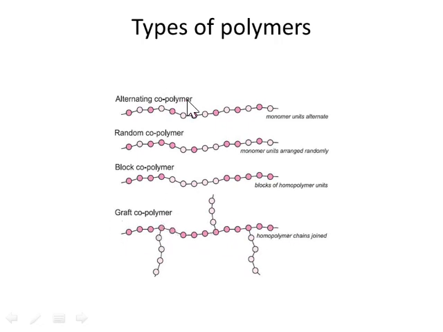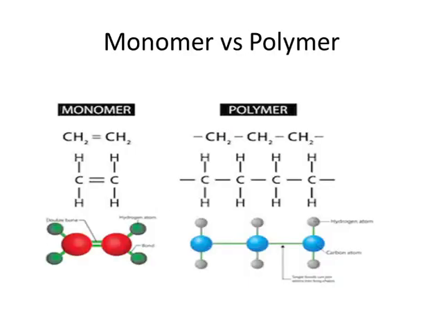One is alternating copolymer, random copolymer, block copolymer, and graft copolymer. These are the four types of arrangement of polymers, right? And I'm moving to the next slide. Previously I explained the monomer and polymer. Monomer is balanced, and polymer is also kind of balanced, but it has the reaction chain that allows it to go on to the next reaction.